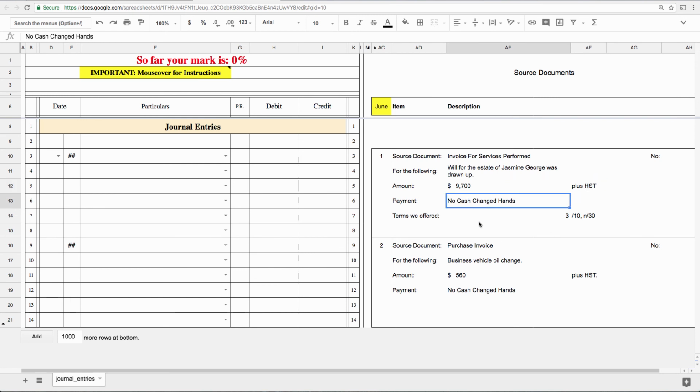No cash changed hands yet, so this was an on-credit transaction. And these are things we don't need to worry about until we learn about discounts. But what it means is the client will get 3% off if they pay within 10 days, and they have a net total of 30 days to pay before they have penalty. So June 1st, let's just type June. So we got June 1st, and we will collect money.